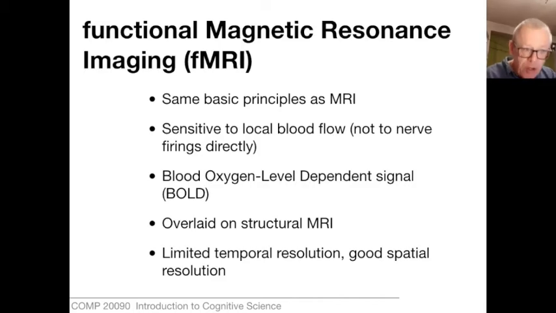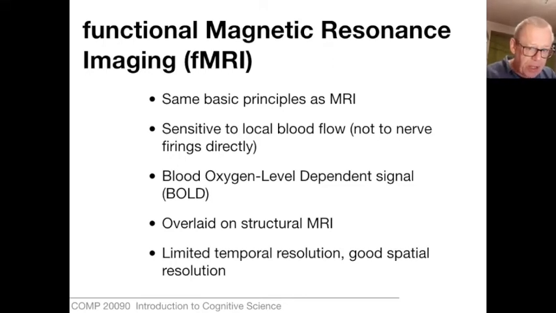This is functional magnetic resonance imaging, a different kind of imaging technique. It uses the same basic principles as MRI, and it uses the same device as MRI. But what's recorded is not anatomical structure. What is recorded in functional magnetic resonance imaging is changes in regional blood flow through the brain.